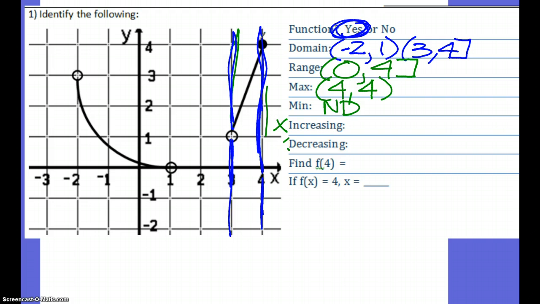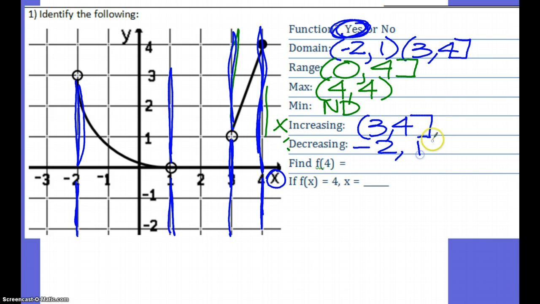So that interval, again, remember you have to use the x values. It goes from 3 to 4. 3 is open, 4 is closed. Decreasing, again, we're going to use these x numbers. We've got -2, and it decreases all the way until we get to 1. So negative 2, comma 1. And those are both open circles, therefore just negative 2, 1 is parentheses.